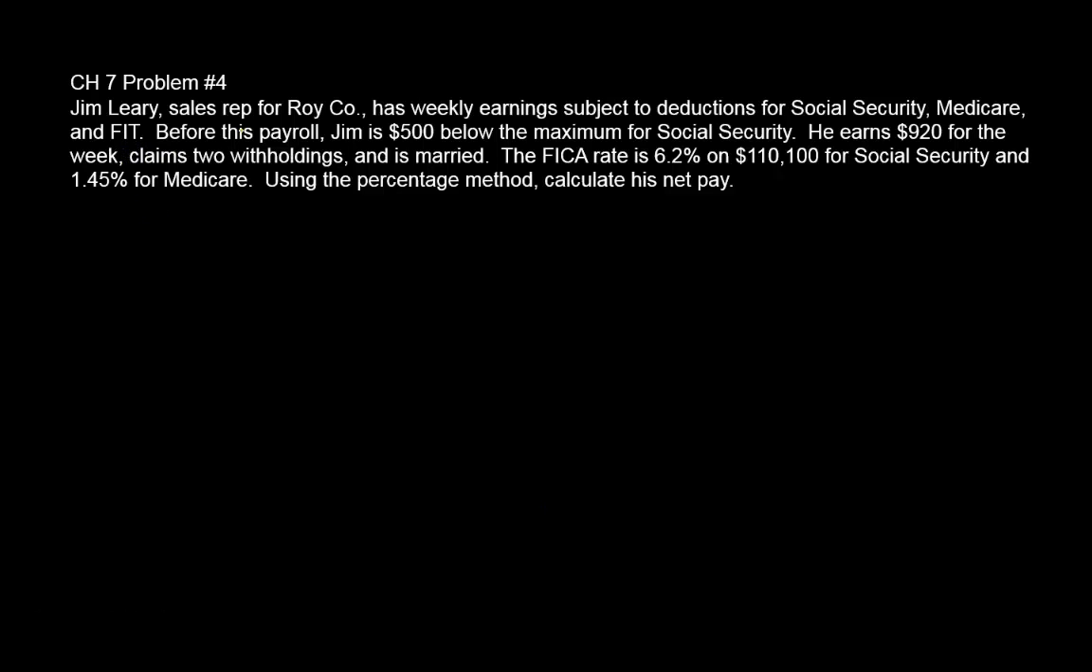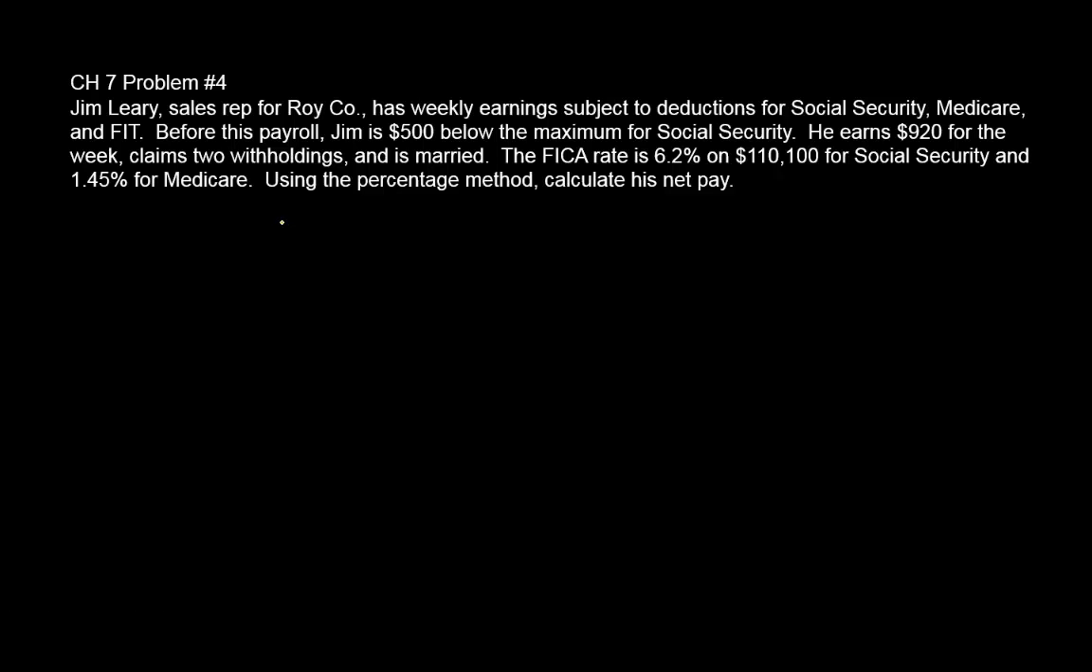Today we were working on a problem from Chapter 7. Jim Leary, sales rep for Roy Co., has weekly earnings subject to deductions for Social Security, Medicare, and federal income tax. Before this payroll, Jim is $500 below the maximum for Social Security. He earns $920 for the week, claims 2 withholdings, and is married. The FICA rate is 6.2% on $110,100 for Social Security and 1.45% for Medicare. Using the percentage method, calculate his net pay.